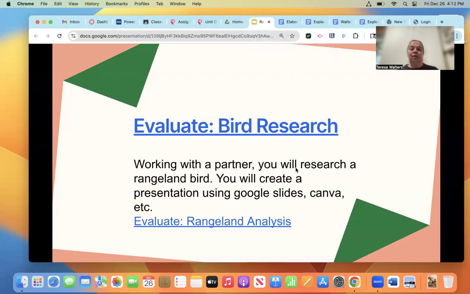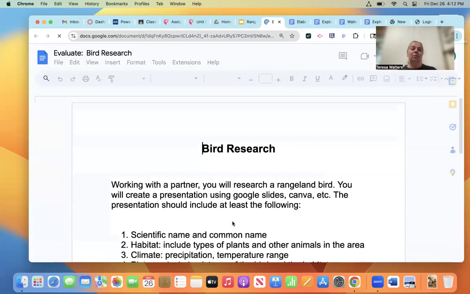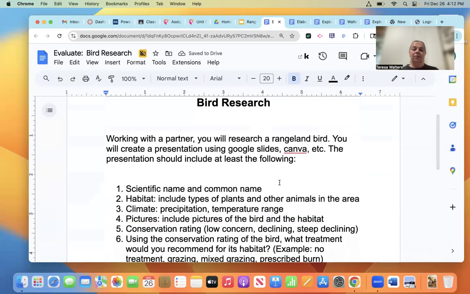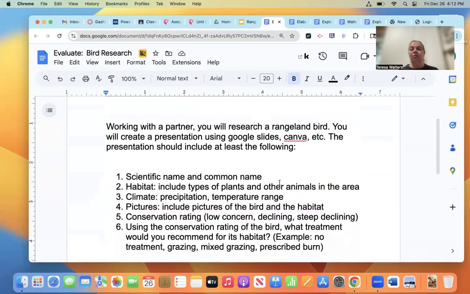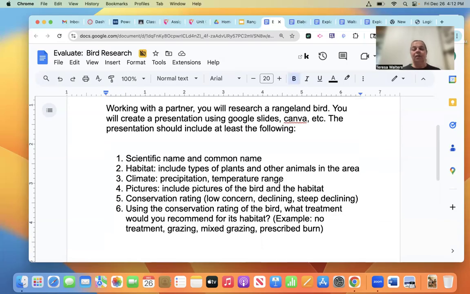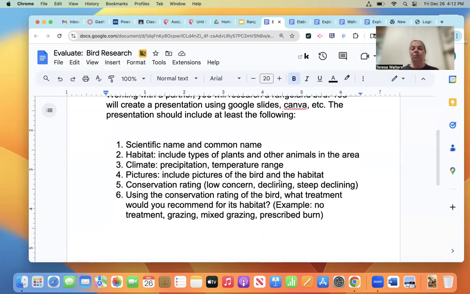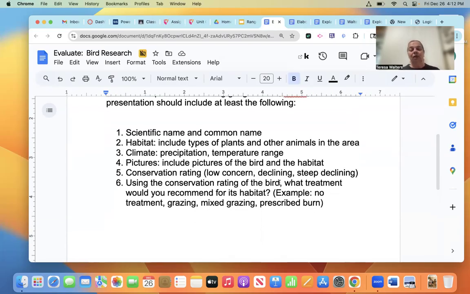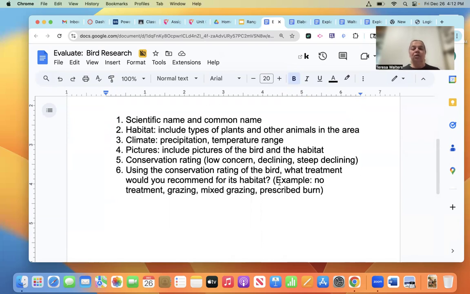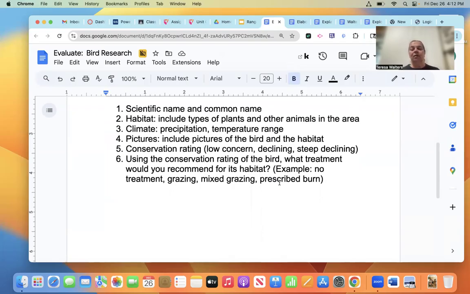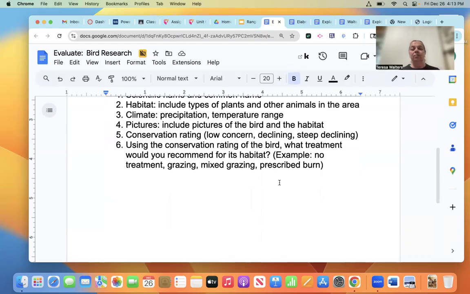And then evaluate. They worked with a partner and did some research. I'll get that document open here. They picked one of the rangeland birds and they created a presentation using Google Slides or Canva, had the scientific name, common name, what habitat, what types of plants and animals would be there, what's the climate like, precipitation, temperature range. They had to include pictures of the bird and the habitat. What would their conservation rating be based on the bird that was there and the plants? And then what treatment would you recommend based on the type of bird and plants that you found there?